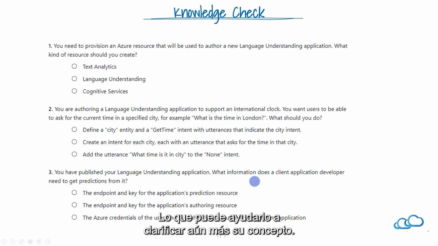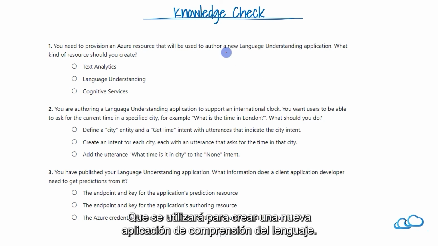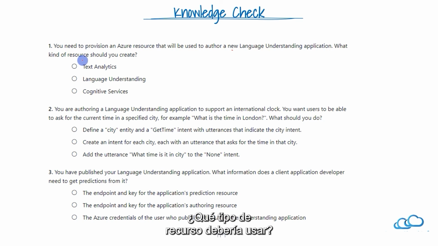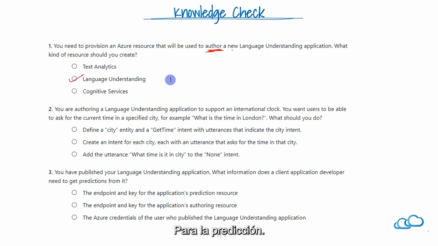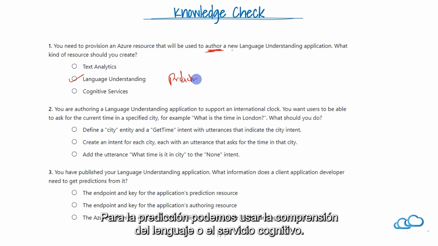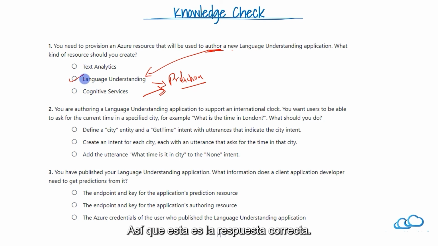Now, let's look at some questions which may help you further clarify your concept. So the first question is, you need to provision an Azure resource that will be used to author a new language understanding application. What kind of resource should you use? So this is about author. And we know that for author, we always have to use language understanding. For prediction, we can use either language understanding or cognitive service. But for author, we always have to use language understanding. So this is the correct answer.